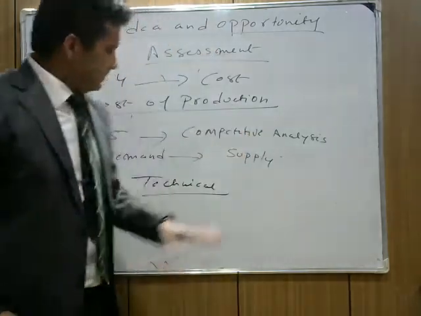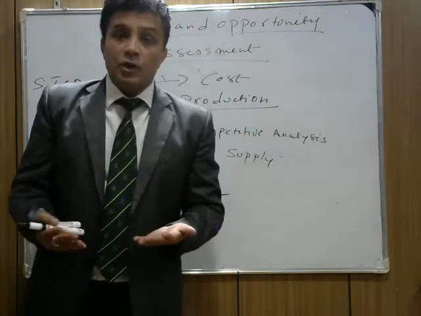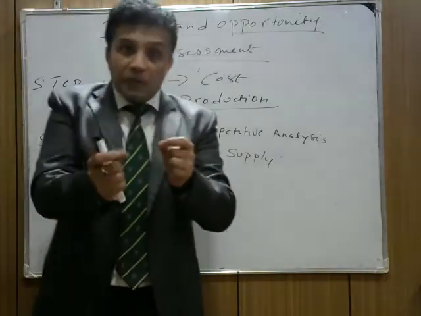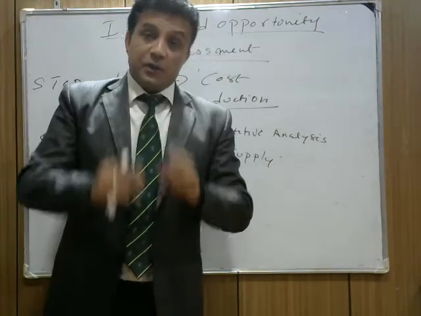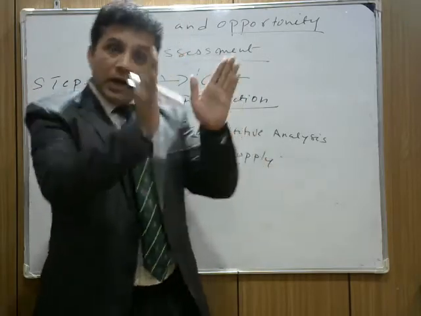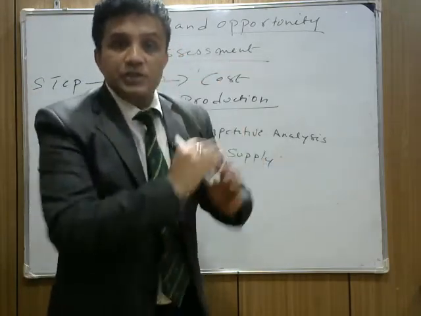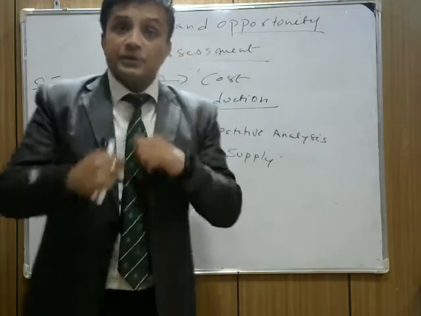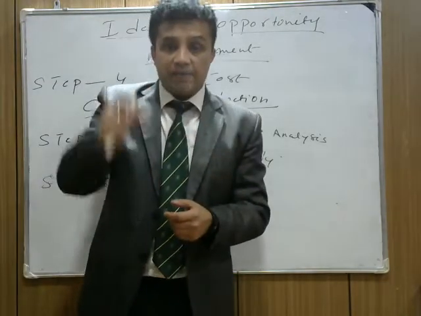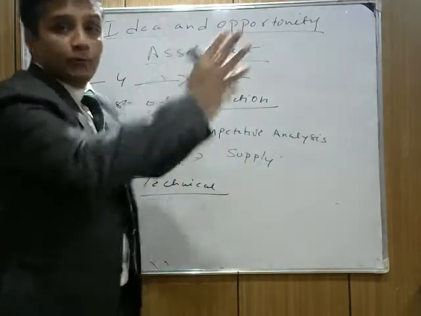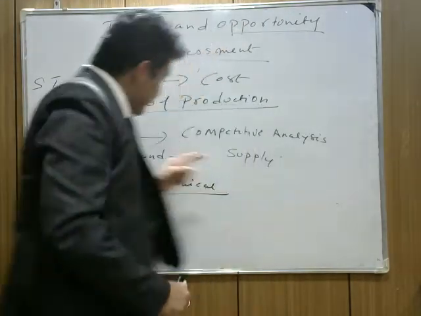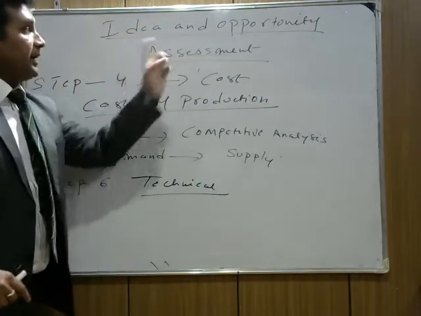This is the sixth part. So whatever technical complexity you require to manufacture the product or services, understand what type of technology you require in terms of plant and machinery, in terms of training, in terms of technology, and whether this technology is available in India or you have to import it from abroad. So this should be assessed. These are the 6 points of how we do the idea and opportunity assessment.